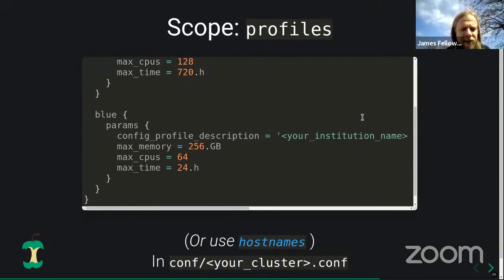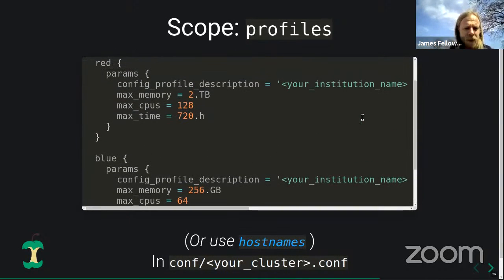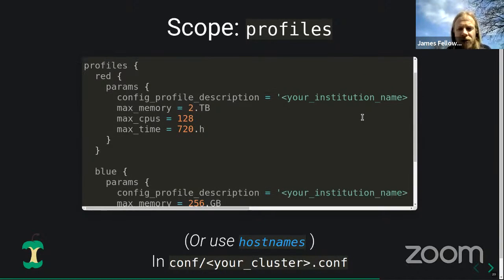And you can see here that they have different max memory parameters or max CPU parameters. And this is how you specify that there. These will basically overwrite anything which is specified in the base institutional profile. And again, you should add a description just specifying which cluster you're using, so people can check they're loading the correct one.